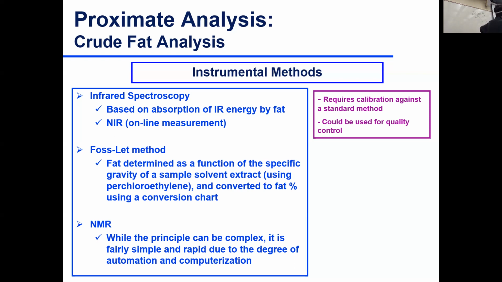Bosley method is not really very commonly used, but it's based on the specific gravity of the extract of the solvent that has the fat extracted. And usually you determine the specific gravity and then use a conversion chart to convert the specific gravity to fat content. Lastly, NMR. While the principle is complex, the method is easy. It's highly automated and it gives you rapid analysis of fat content.